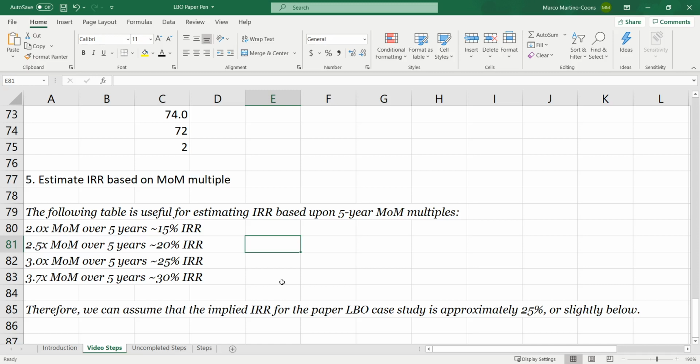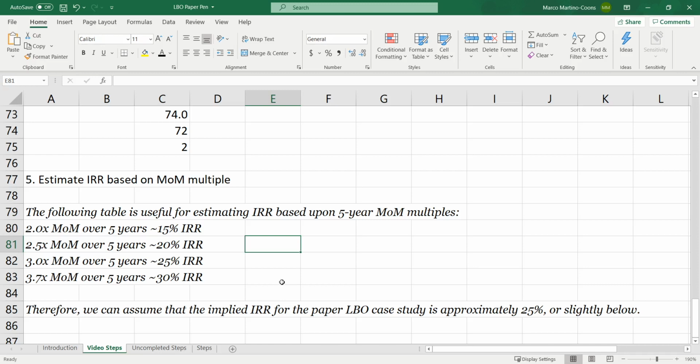All we did there was our EBT tax affected plus depreciation and amortization, less CapEx, less changes to net working capital, and that gave us our free cash flow. We summed that free cash flow, and we were able to find how much we would use to pay down debt.